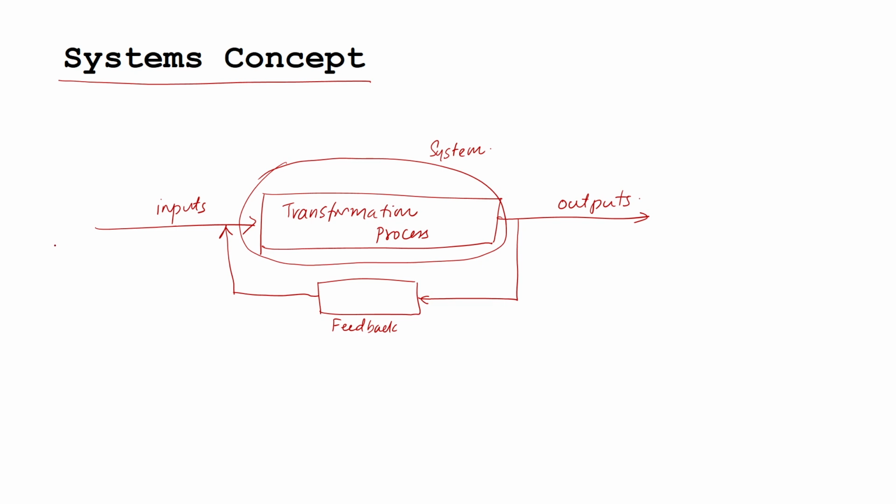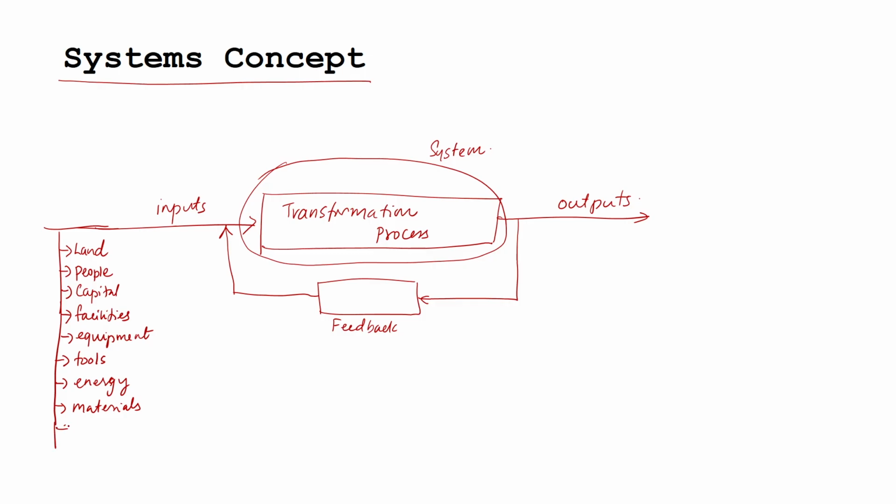So, what are some of the major inputs? Okay. So, the major inputs include, you can think of, land, then people, okay. Then you have capital, then you have facilities, then you have equipment, okay. Then you have tools, then you have energy, then you have materials, then you have information, then you have processes, etc. Okay. All of these things are the inputs to the system.